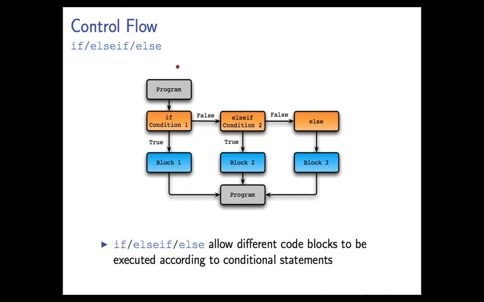The if, else if, and else structure proceeds as follows. We have a program running, and it comes up to the first conditional point. So the if will check the first condition. If it's true, it'll come down and execute block 1.